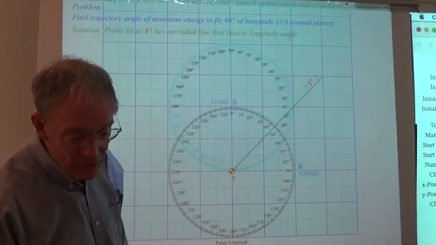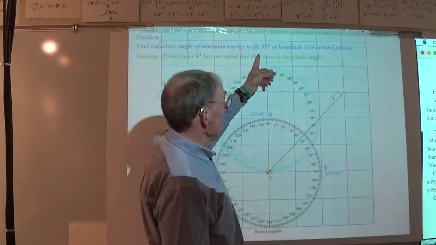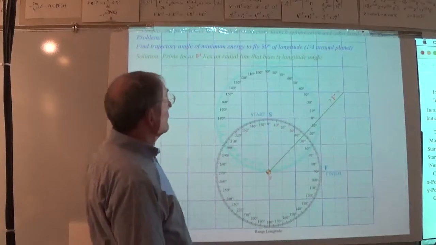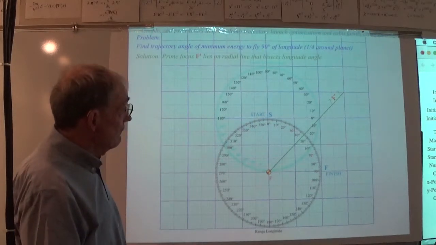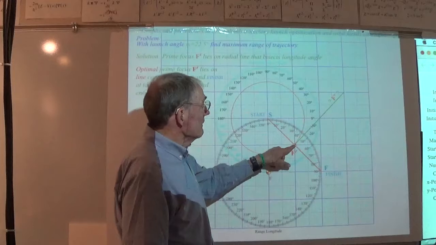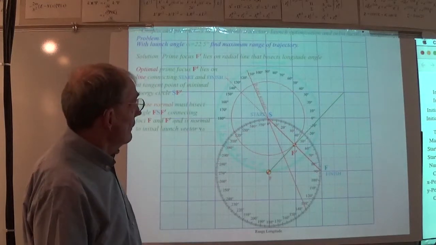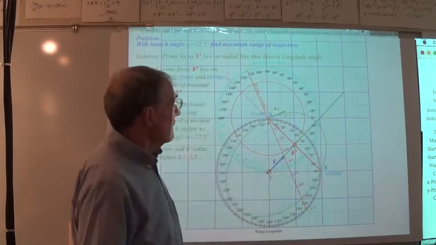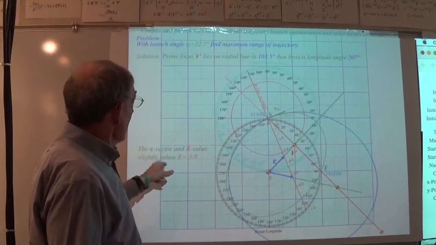All right. Now the rest of this is fairly simple. I probably should leave it to you to read, but I just want you to see the problem. Find the trajectory angle of minimum energy to fly from start to 90 degrees longitude. What's the minimum? You could calculate it with algebra and stuff, which takes a lot of time. Here, it's really very simple. You know where the other focus has to be, halfway. And then you just find the minimum circle that touches that one, that has the other focus, that's the ellipse that you will be drawing. There's the R, there are the actual values. The eccentricity has to be right there in the diagram.